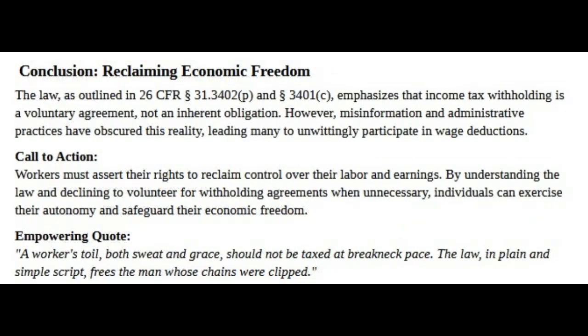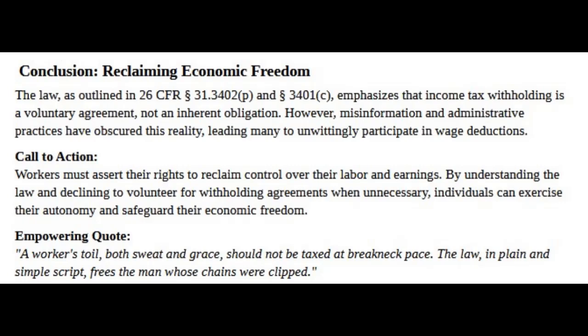Conclusion. Reclaiming economic freedom. The law, as outlined in 26 CFR Section 31.3402(p) and Section 3401(c), emphasizes that income tax withholding is a voluntary agreement, not an inherent obligation. However, misinformation and administrative practices have obscured this reality, leading many to unwittingly participate in wage deductions.